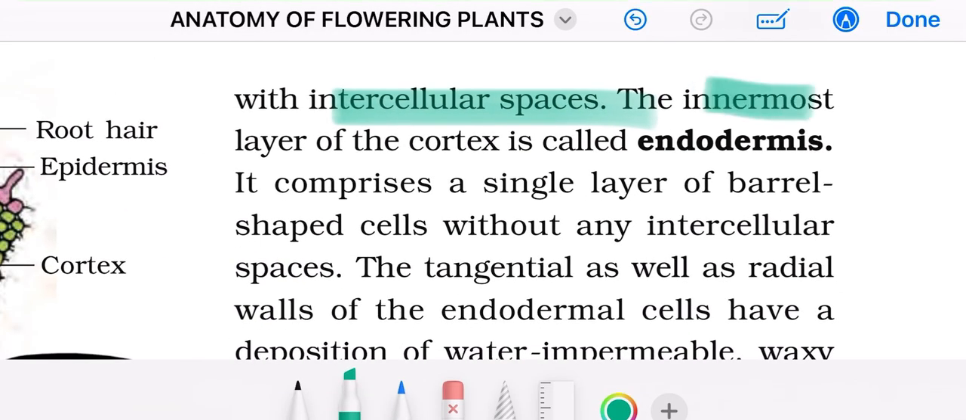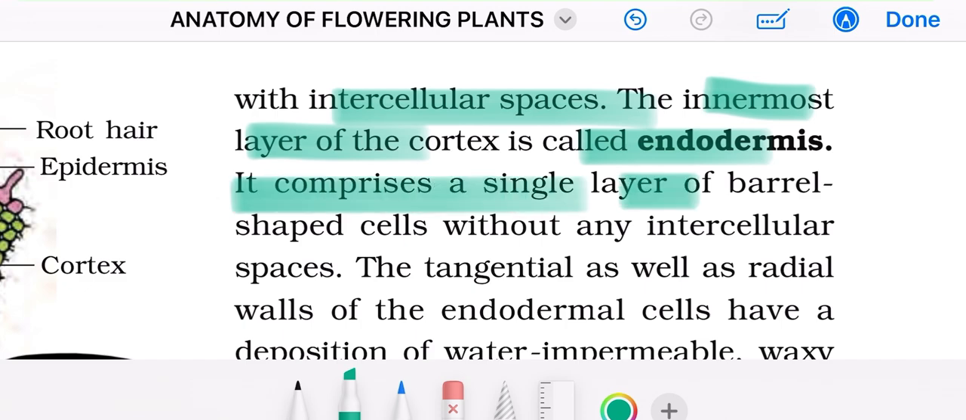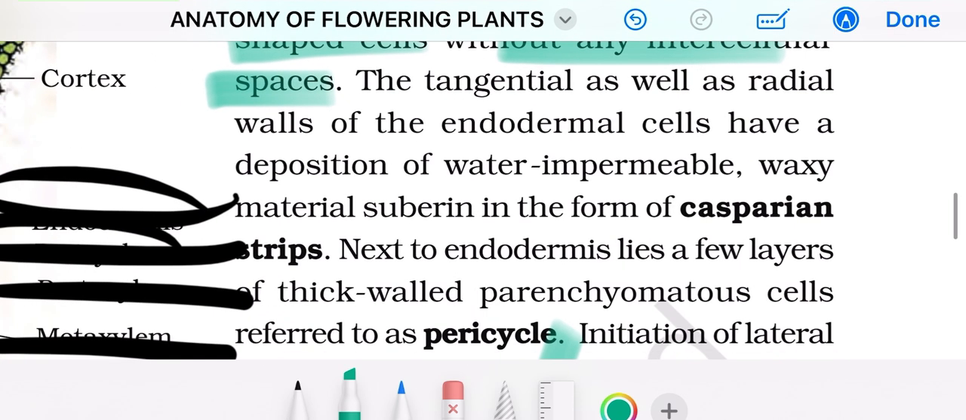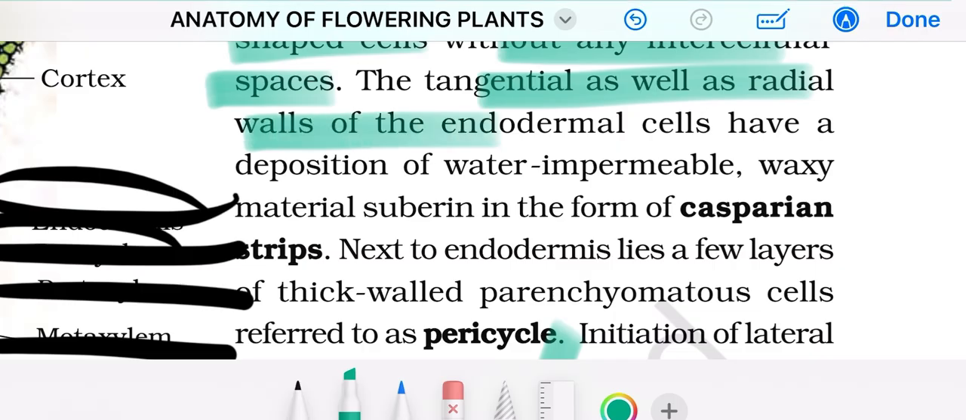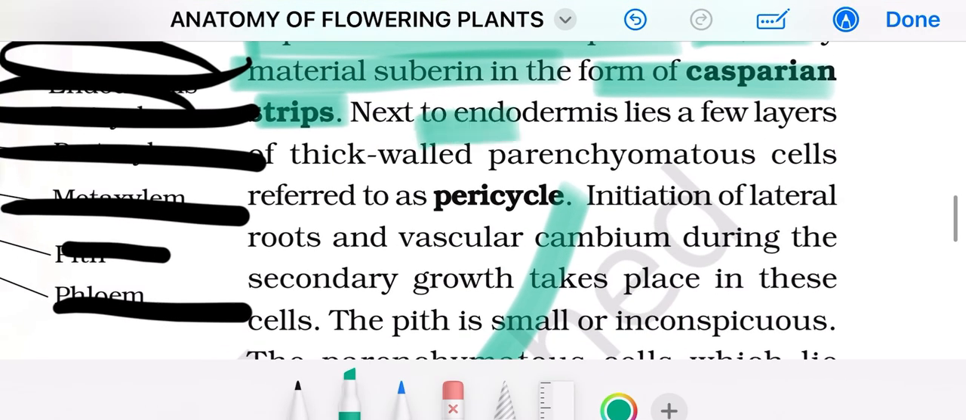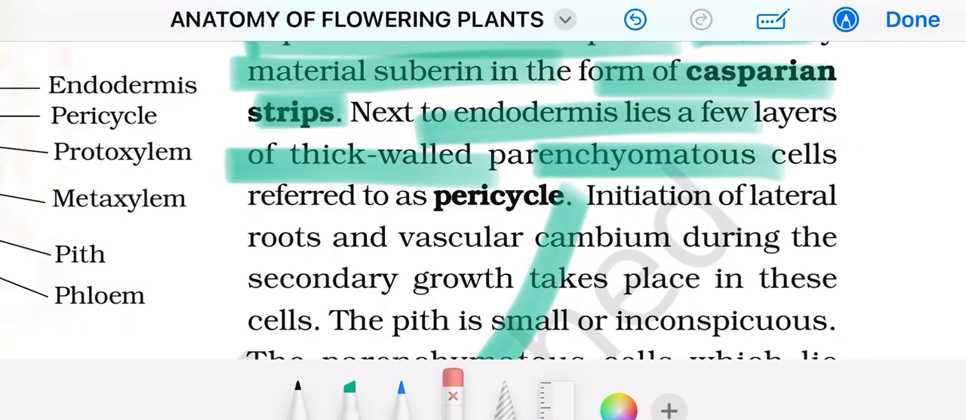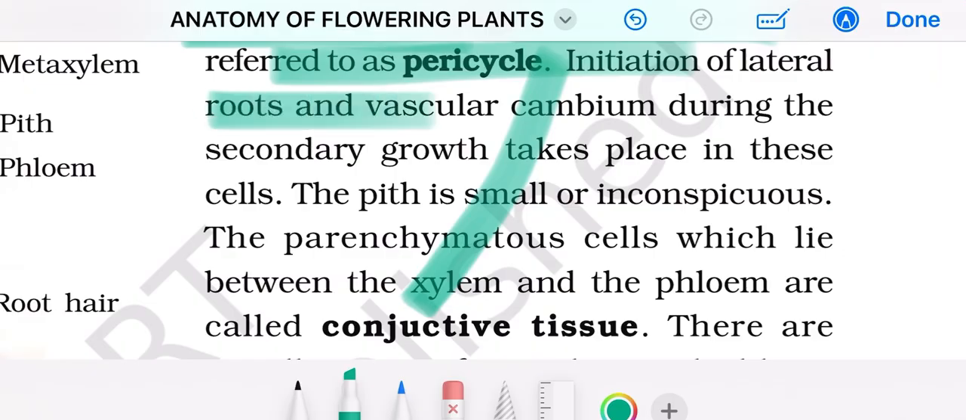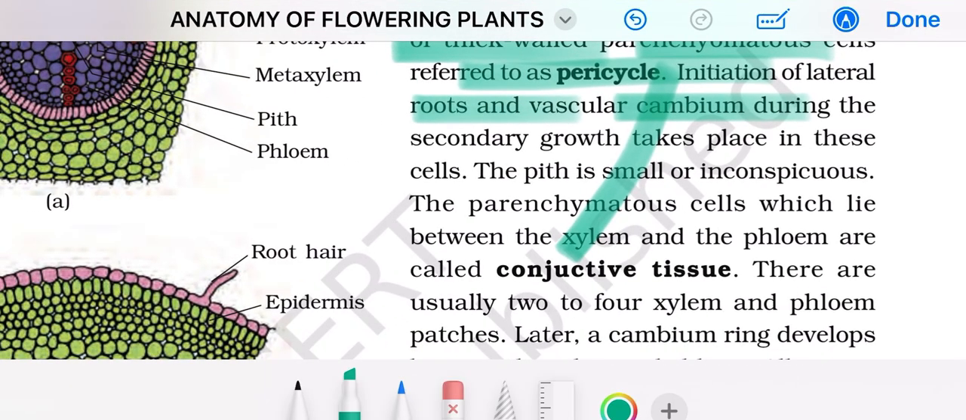The innermost layer of cortex is endodermis. It comprises a single layer of barrel-shaped cells without any intercellular spaces. The tangential as well as radial walls of endodermal cells have a deposition of water-impermeable waxy material suberin in the form of Casparian strips. Next to endodermis lies a few layers of thick-walled parenchymatous cells referred to as pericycle. Initiation of lateral roots and vascular cambium during the secondary growth takes place in these cells.